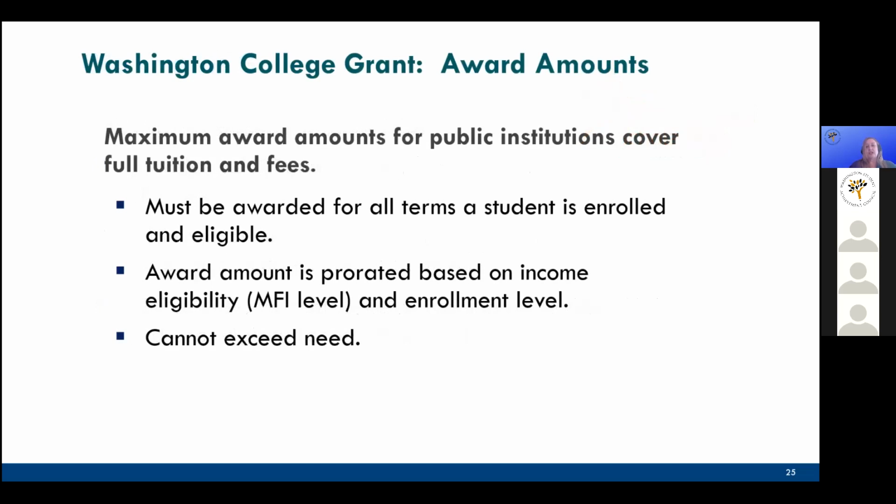Okay, the Washington College Grant award amounts. Maximum award amounts for public institutions cover full tuition and fees. We ask that you award them for all terms. Because it is guaranteed, students need to be awarded for all the terms that they're eligible for. Their award amounts are prorated based on their eligibility, the MFI, which goes up to 100%, and by their enrollment level. And once again, they cannot exceed the need.